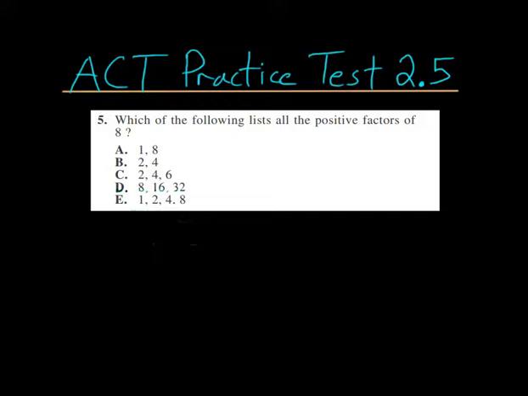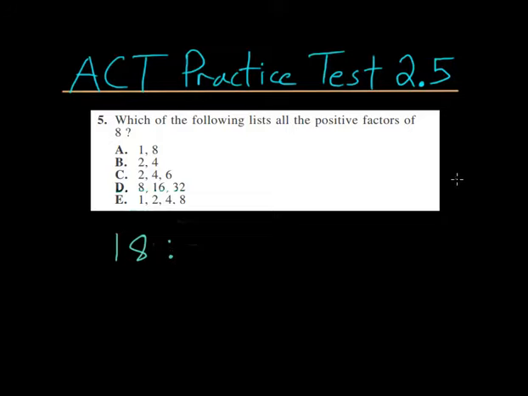For the fifth problem on the second ACT practice test, which of the following lists all the positive factors of 8? Before we solve this particular problem, let's look at another example, just so that we can get an idea of how this factoring works. So let's look at the number 18.